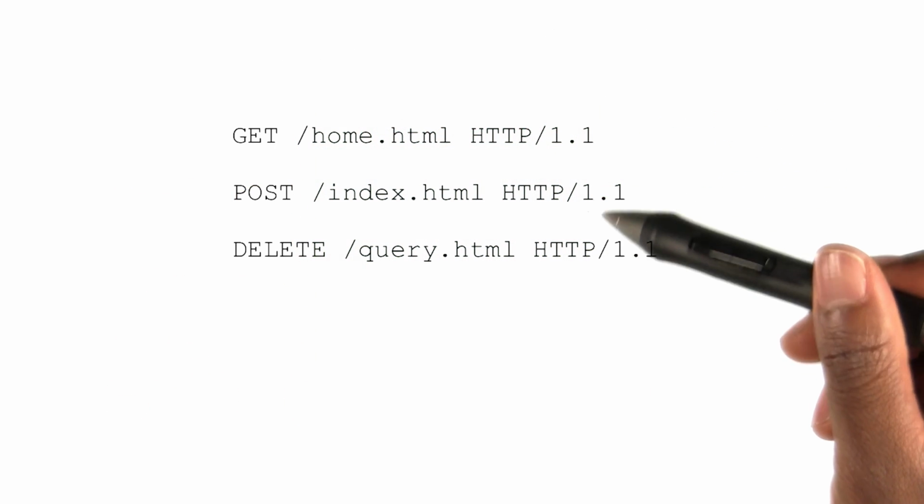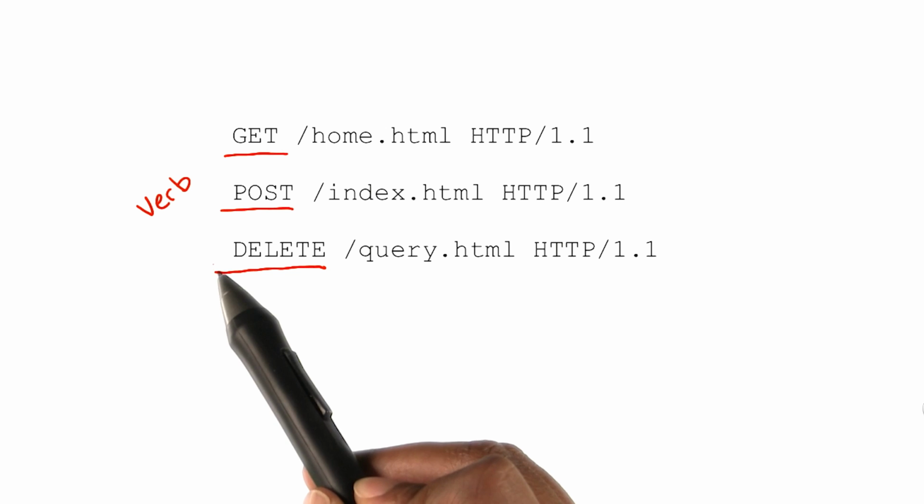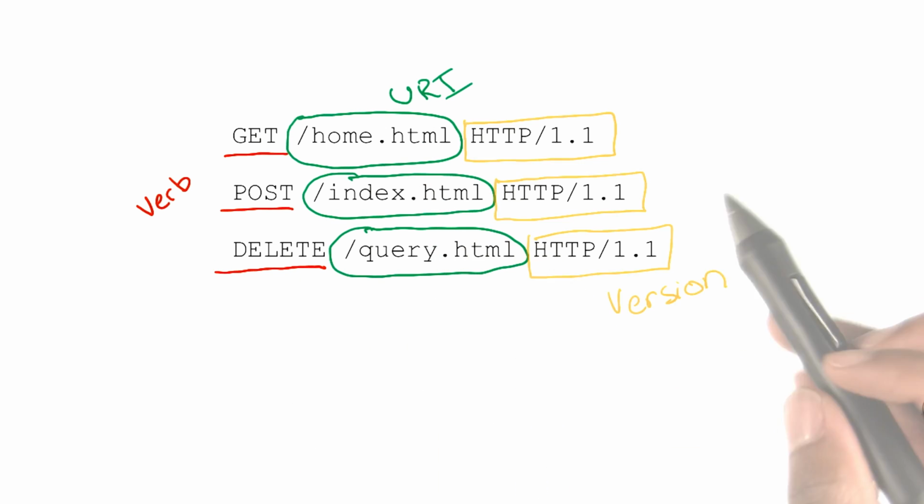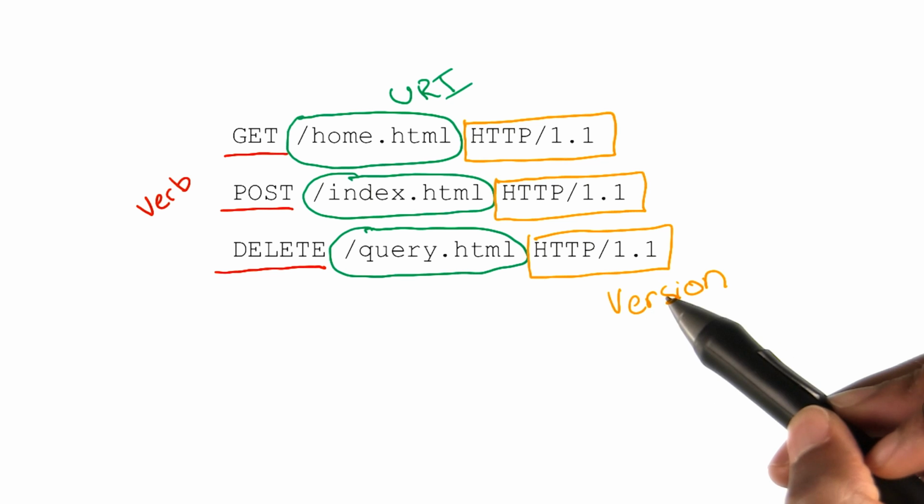Take a look at these examples of request lines. We see the verb here, the resource we want to access via the URI here, and the version of HTTP we are using at the end.